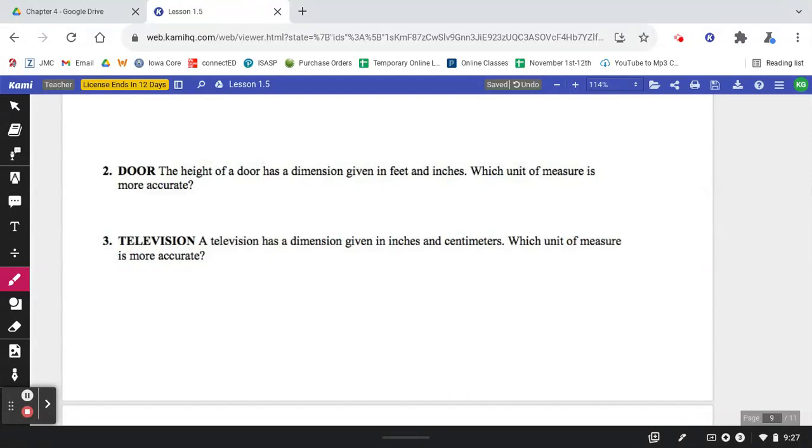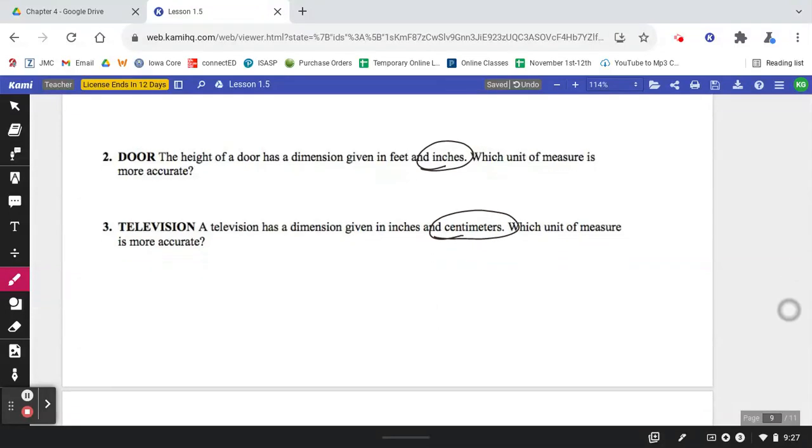The height of a door has dimensions given in feet and inches. Which unit of measure is more accurate? Inches, because they are smaller than feet and it wants us to be more accurate. A television has a dimension given in inches and centimeters. Which is more accurate? Centimeters, because they're smaller than inches.